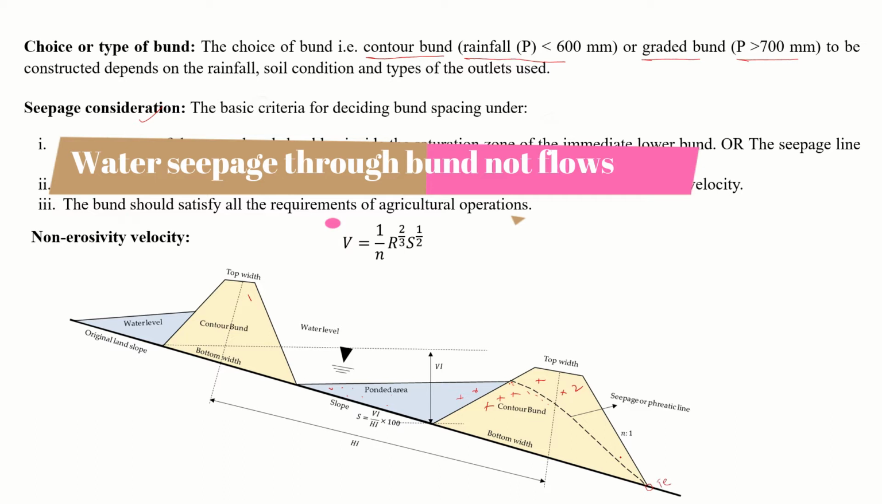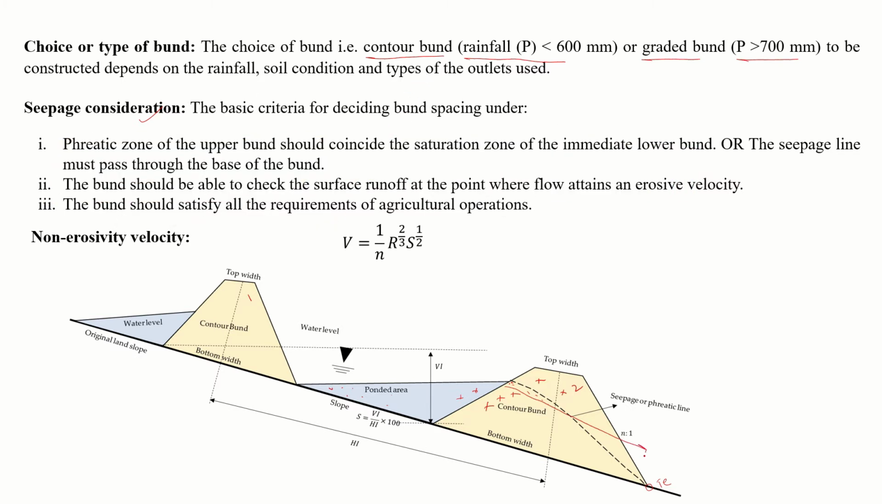only at the toe, means the water should not cross the downside side slope. We call this your side slope. This line should not cross your bottom side slope, means the water should pass below, we call this the toe point, below this, in this direction. This line should not cross above the toe. In this condition, if it crosses above the toe, the bund may fail, get damaged by erosion.